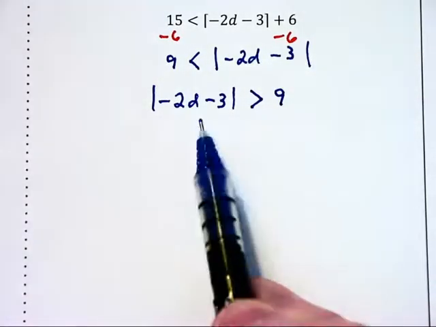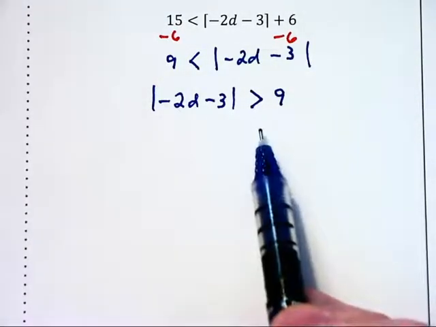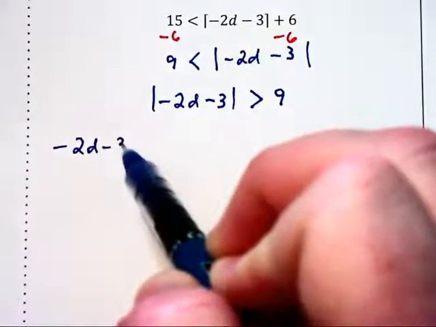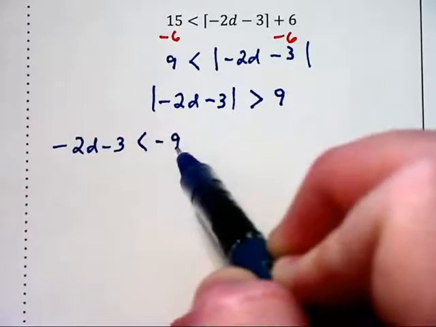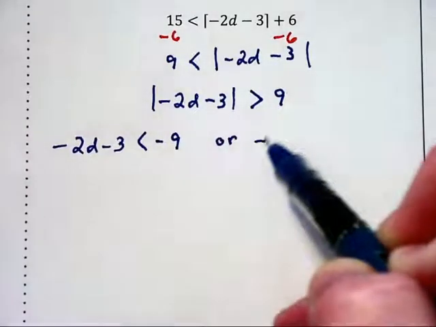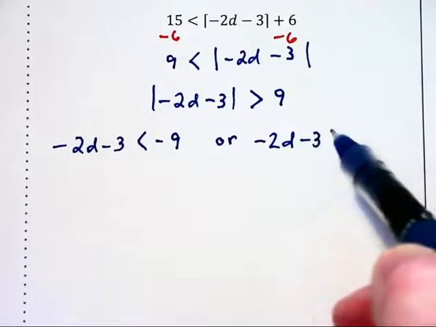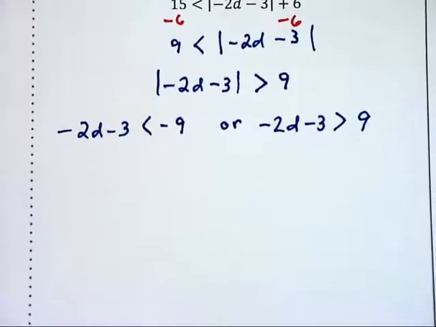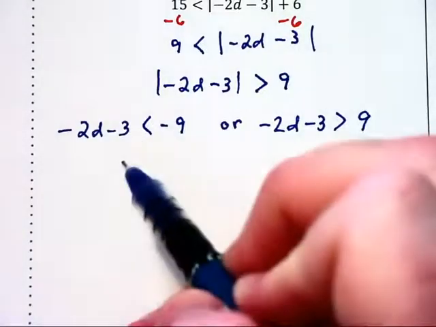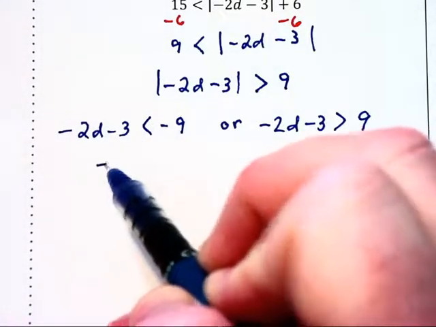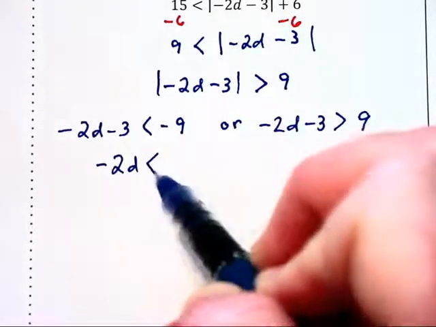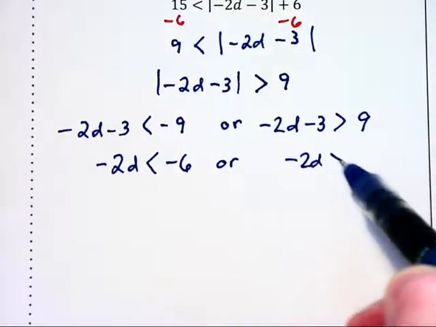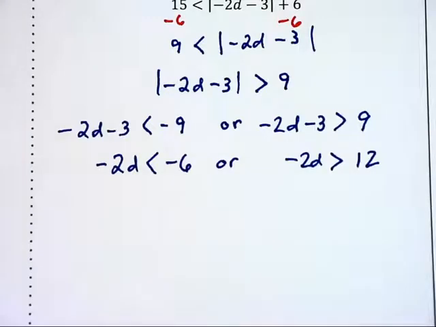And when we have an absolute value with a greater than, we create two inequalities. Negative 2d minus 3 is less than negative 9, or negative 2d minus 3 is greater than 9. And we solve each of these inequalities separately. We're going to begin by adding 3 to each side. So negative 2d will be less than negative 6, or negative 2d will be greater than 12.